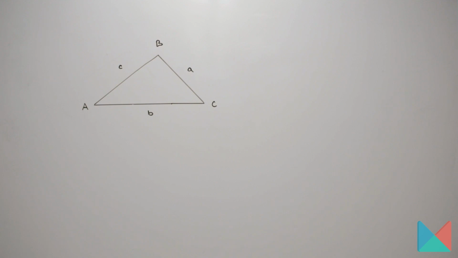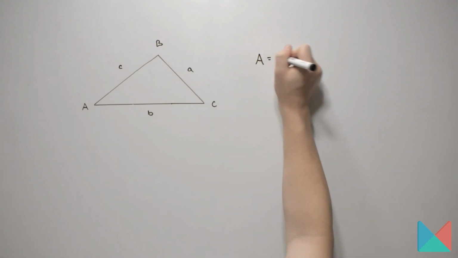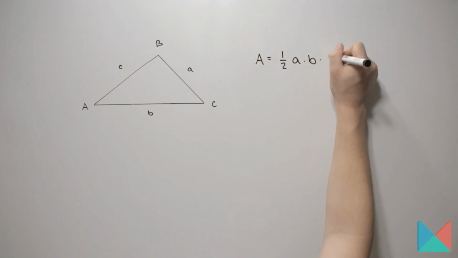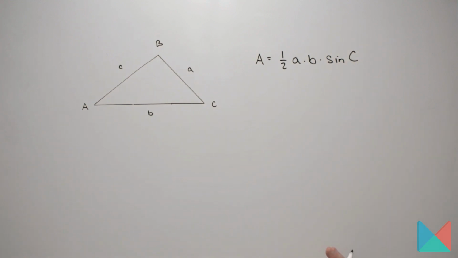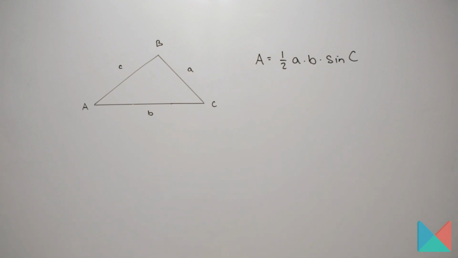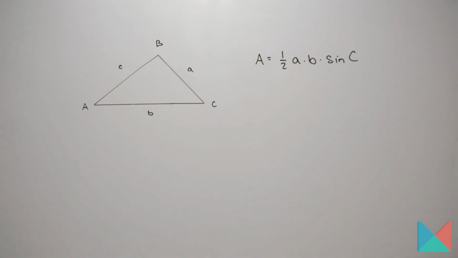So moving on to the area rule, the area of a triangle is equal to half a times b times sine of our angle C. And you can see here that the convention used for labeling the angles and sides of a triangle is used in this formula. So what we're going to do is try to derive this formula and then move on to a couple of examples.